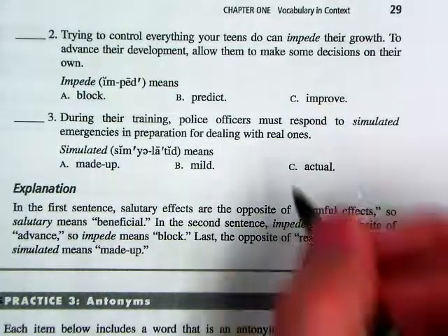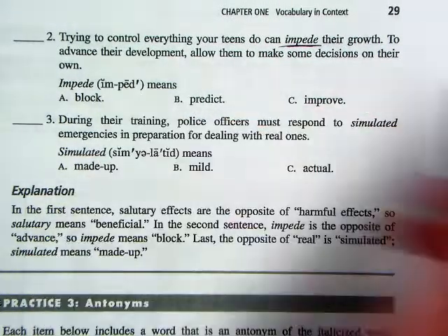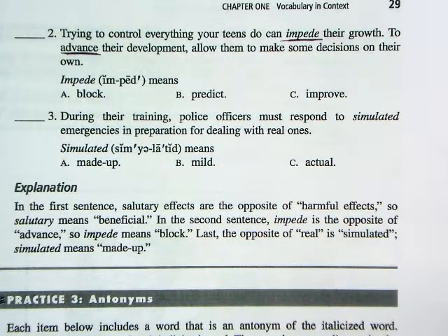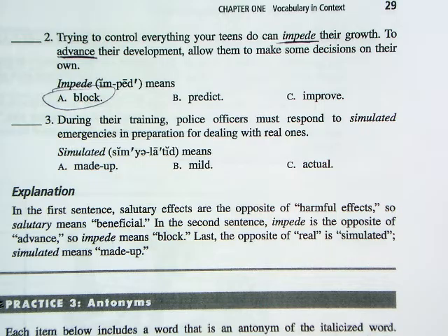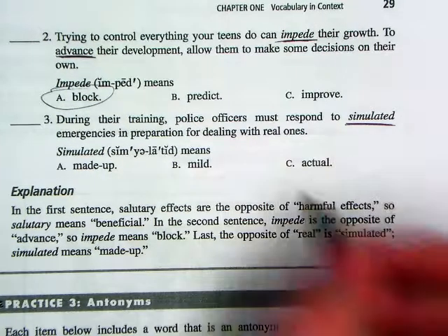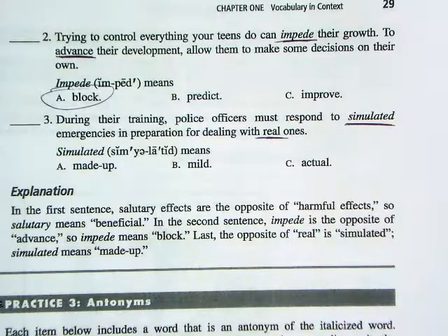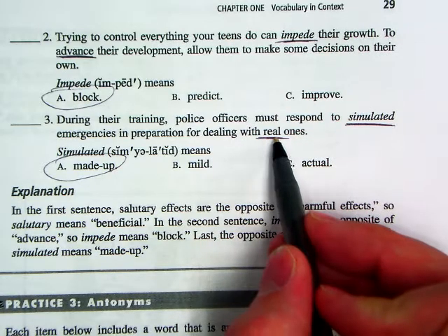On to the back. Impede is the italicized word, and advance would be the antonym. So here, impede means to block. Number 3, simulated, and the antonym would be real. So the correct definition would be made up, because it is the antonym of real.